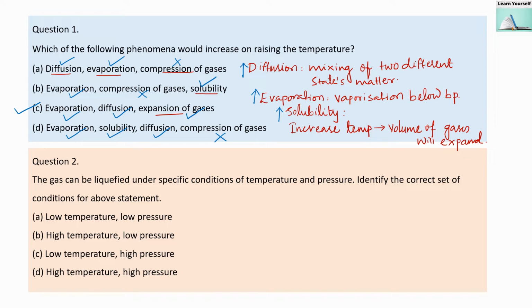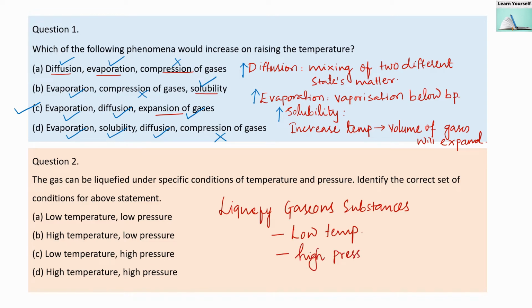Question number 2. The gas can be liquefied under specific conditions of temperature and pressure. Identify the correct set of conditions for the above statement. Low temperature, low pressure; high temperature, low pressure; low temperature, high pressure; high temperature, high pressure. When we want to liquefy gaseous substances, we need low temperature, and second, high pressure.